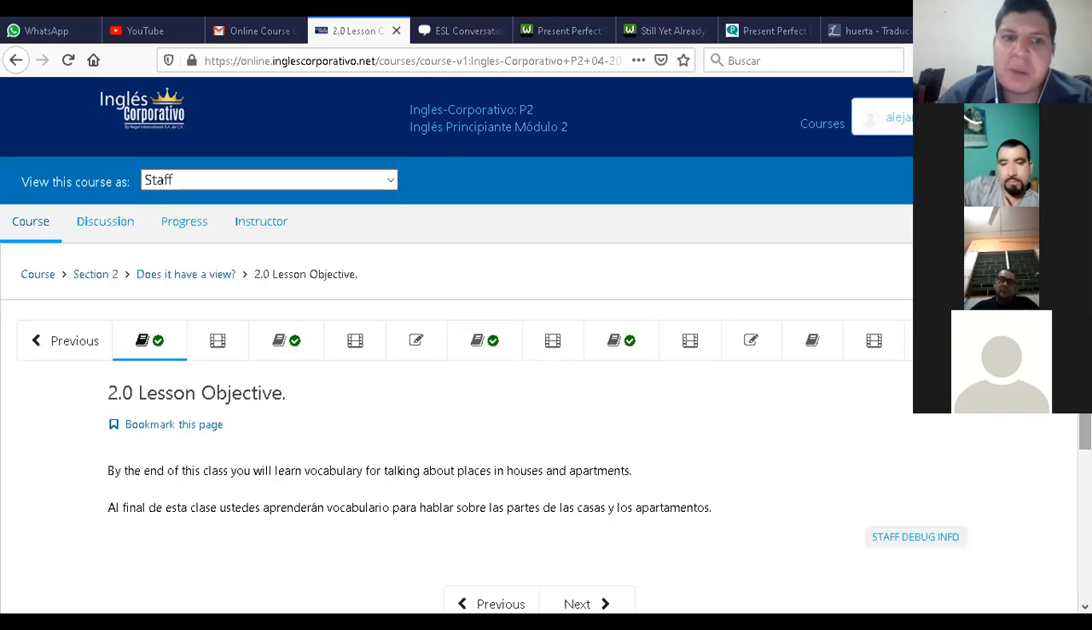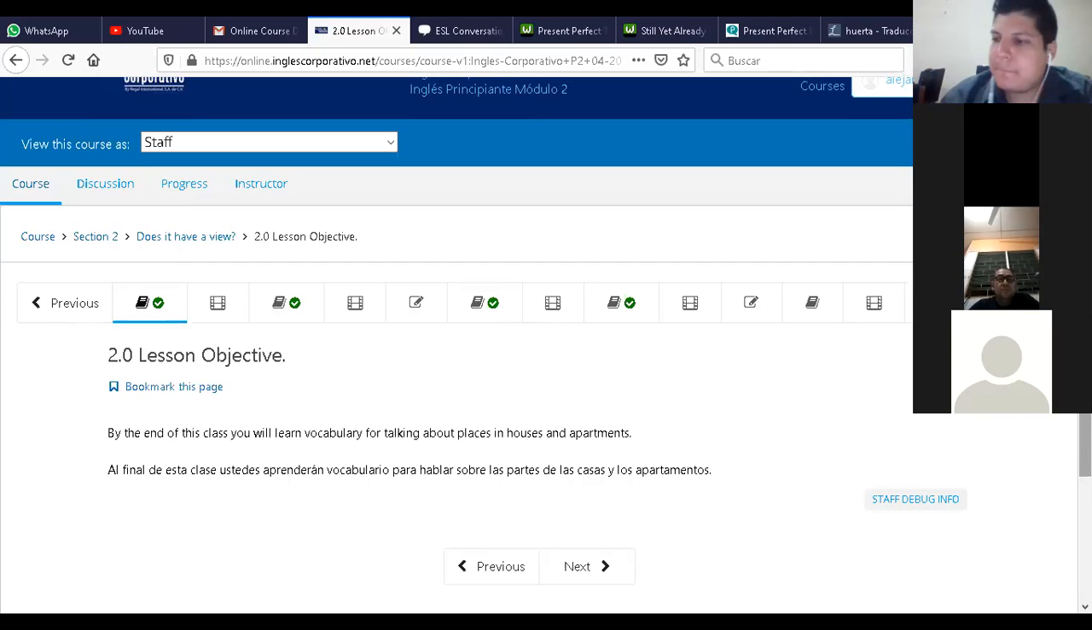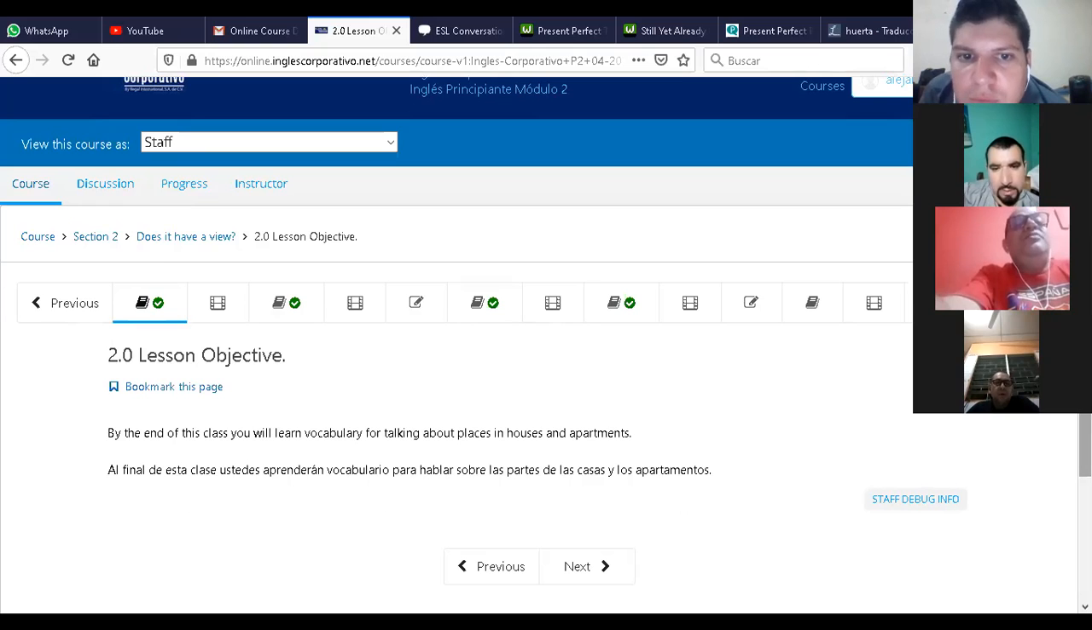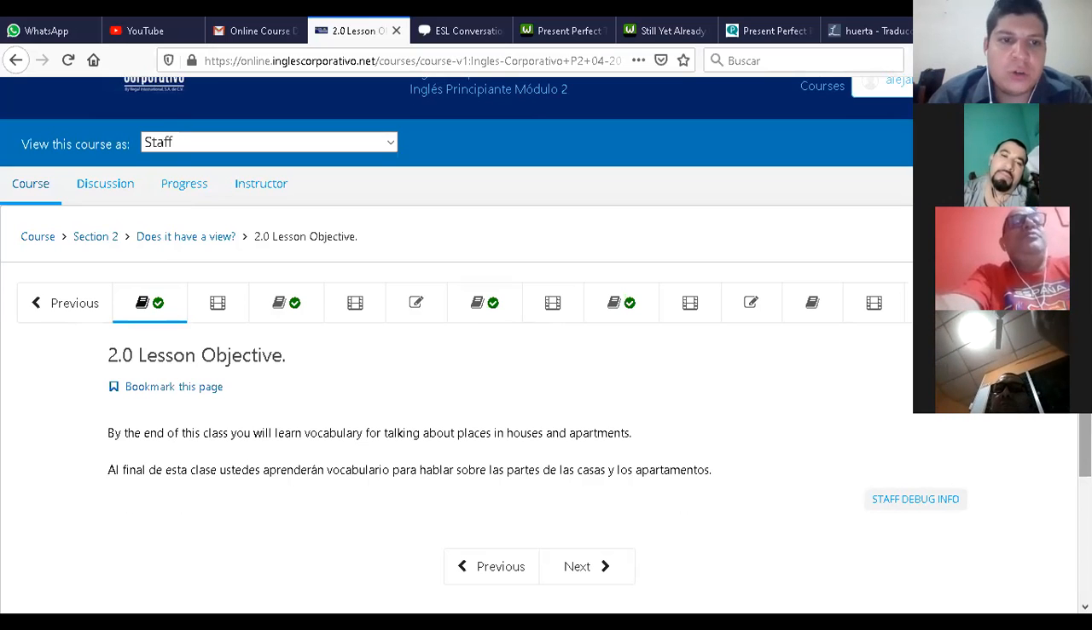Okay. Speaking of vocabulary, let's go ahead and start. Here we go. Read it with me, please. By the end of this class, you will learn vocabulary for talking about places in houses and apartments. Esperen a que termine, please. By the end of this class, you will learn vocabulary for talking about places in houses and apartments.